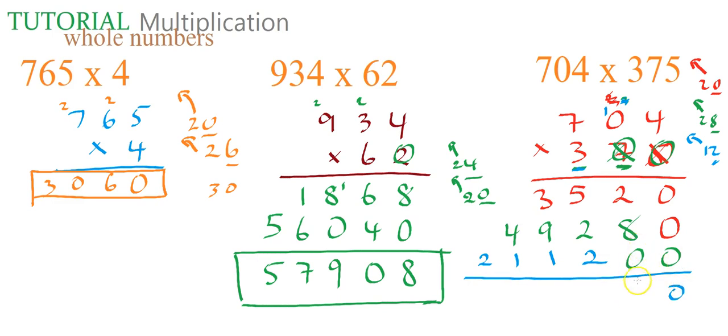So 0, that's 10, carry the 1. That's going to be 5, 6, and 4. That's 10, carry the 1. 9 and 2 is 11, plus 3 is 14. So carry the 1. 4, 5, 6, and 2. So the final answer looks like this, 264,000 even.